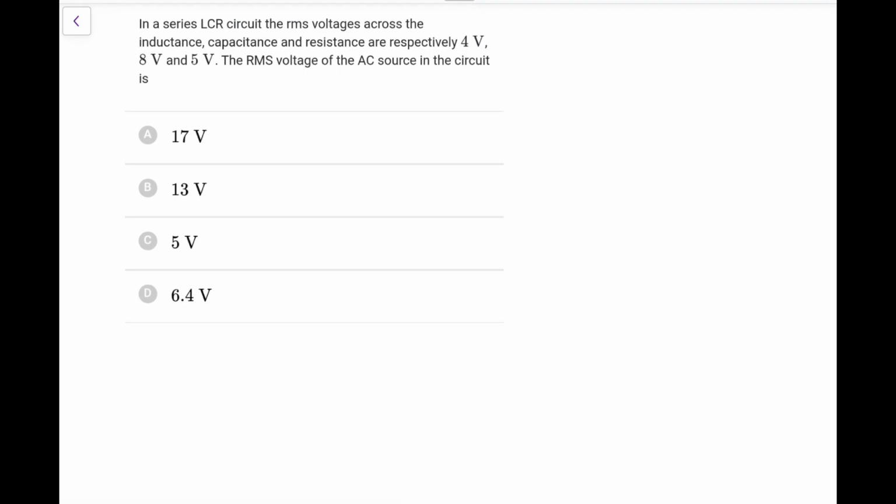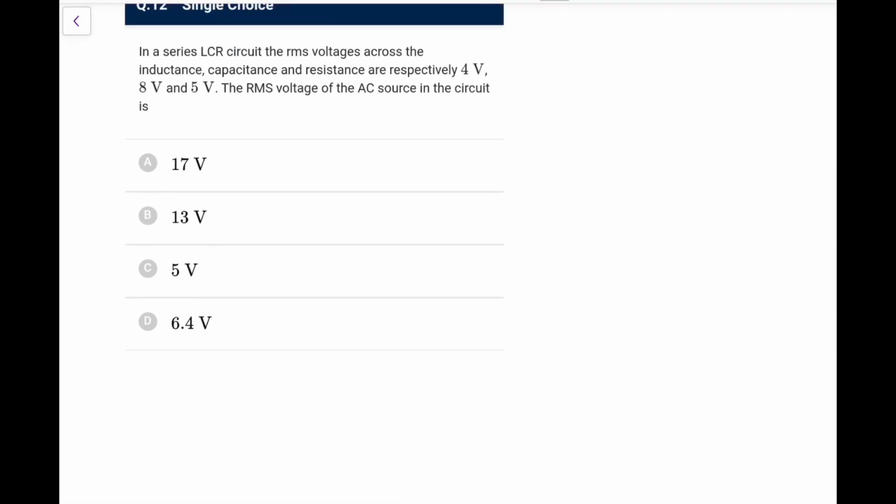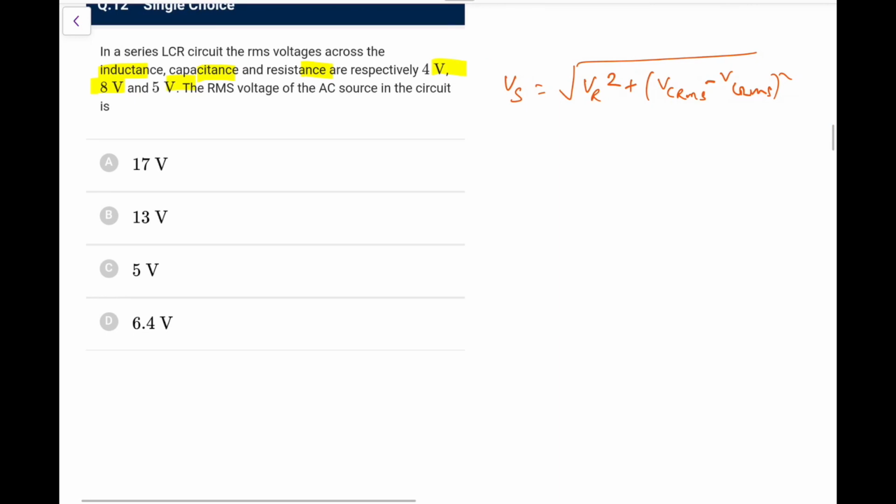Next one, in a series LCR circuit, the RMS voltages across the resistor, inductor and capacitor are 4, 8 and 5. RMS value of the AC source, so you can directly say V of source would be VR square plus VC RMS minus VL RMS whole square, or VL minus VC RMS, whatever you can write.